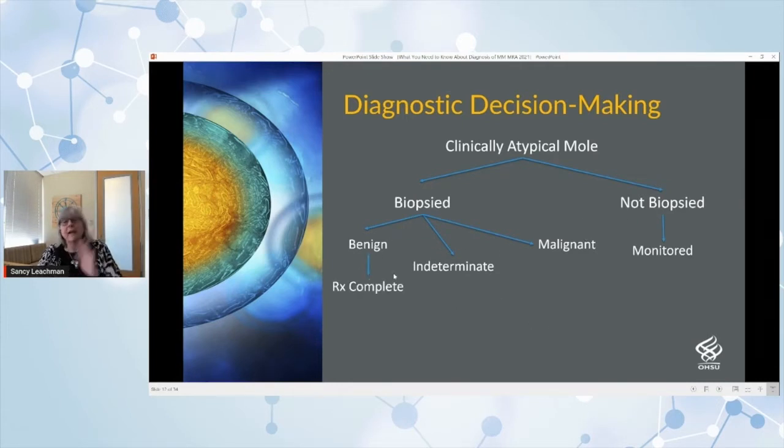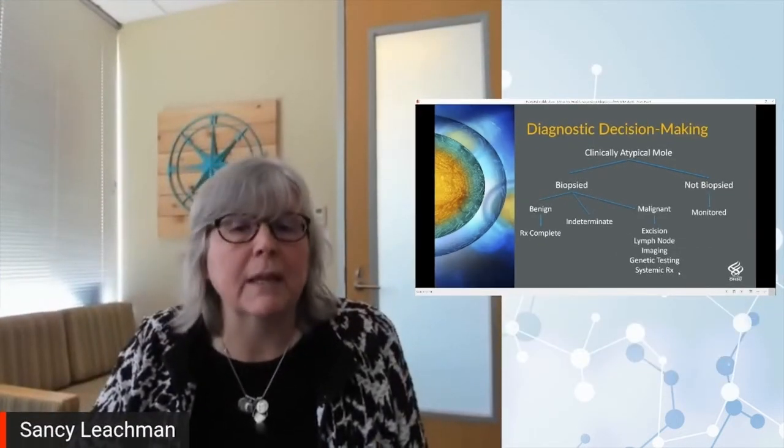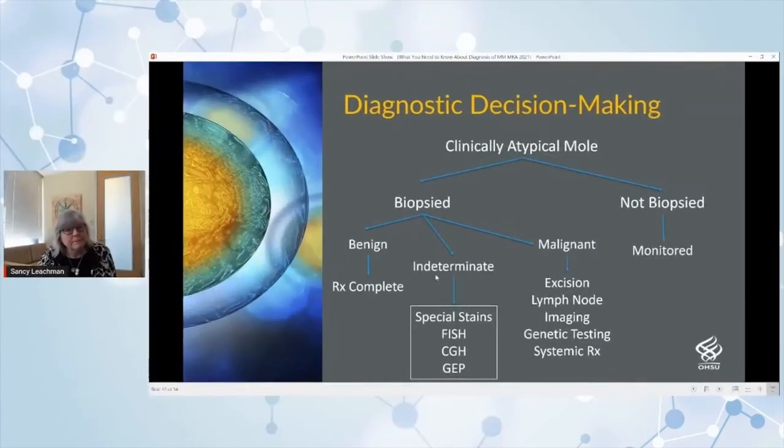If it's benign, then you're done, right? Nothing else really needs to be done. Your treatment is complete. If it's malignant, then you'll definitely need to have a wider excision. You may need a lymph node biopsy. You may need to have some imaging done to see if it's spread to any other parts of your body. You may need some genetic testing of the tumor, and you may need some systemic therapy, either immunotherapy or targeted therapy or something else. If it's indeterminate, then you're still in that place of what do we do next? And this is what I'm going to go into later.